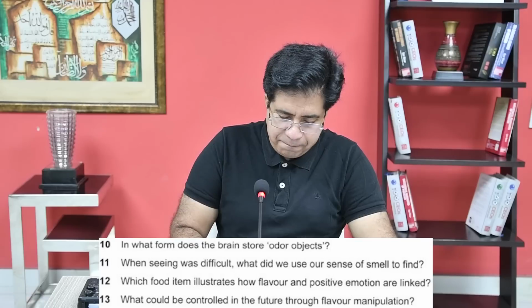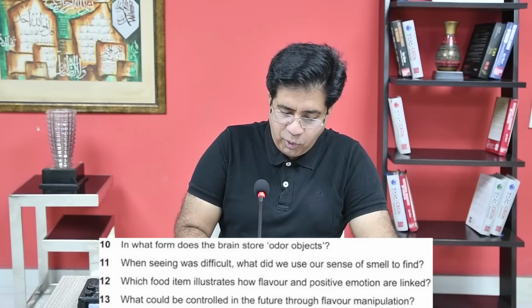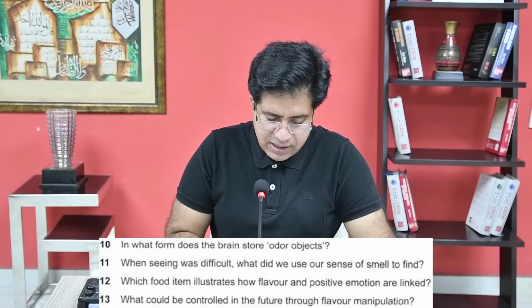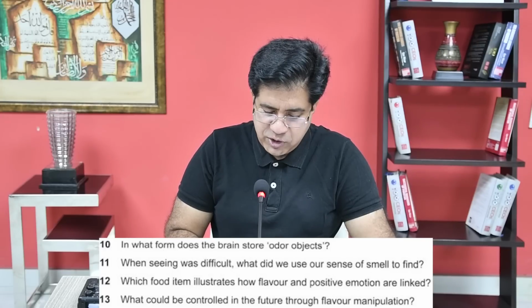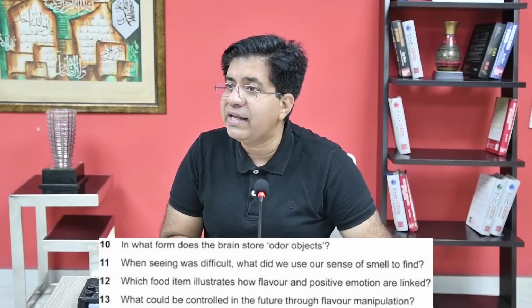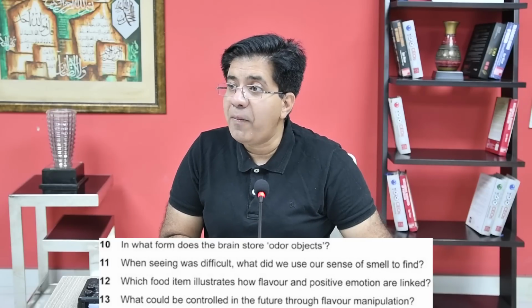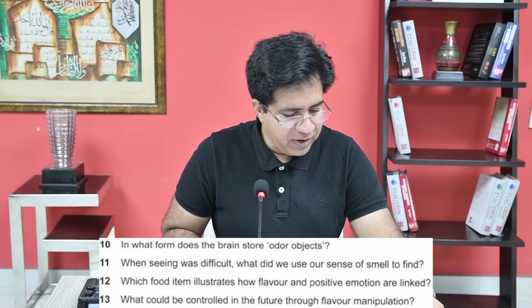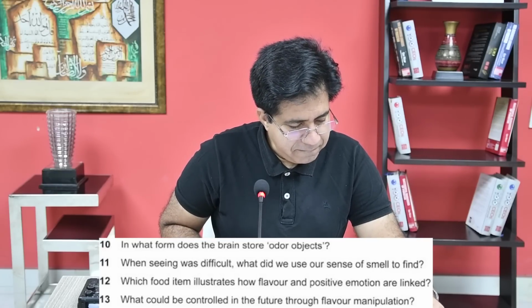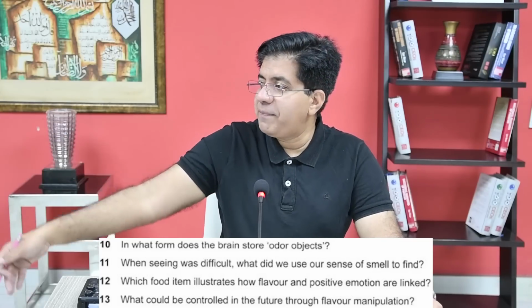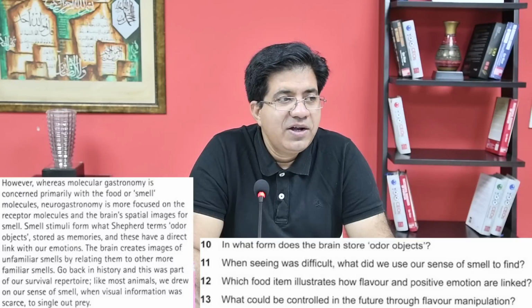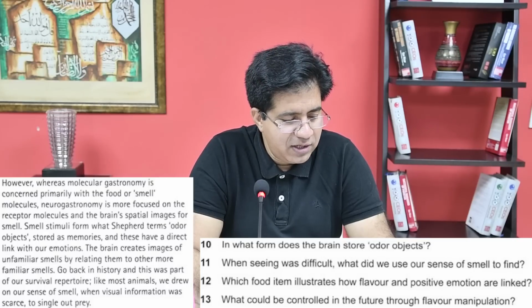In what form does the brain store? Now see that brain has the memory. And what form of memory? In what form does the brain store odor objects? And can you see odor objects are in inverted commas? So you can easily find odor objects. Found it? Come to the second page of the passage. Odor objects. Come on, find it, find it. Odor objects.